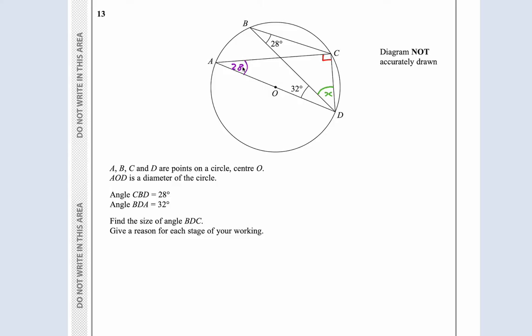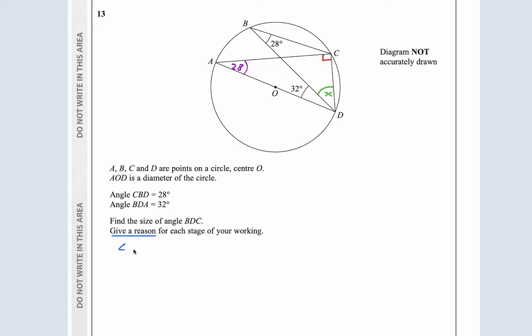Now because these two angles are angles in the same segment, that is a circle property. These two angles are equal. This is 90, and this triangle, they all have to add up to 180. So I'll be able to find this pretty easily. So let's just write all this down. Now it says, guys, give a reason. So when it says give a reason for each stage of your working, you have to explain why each of those angles are what you're saying they are.